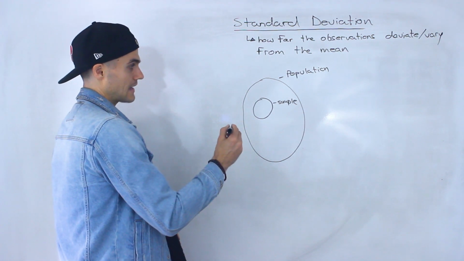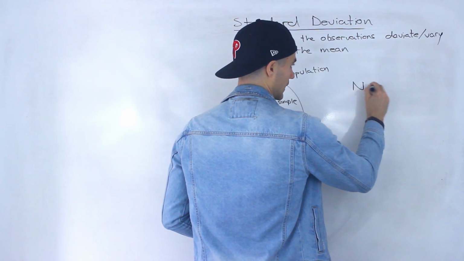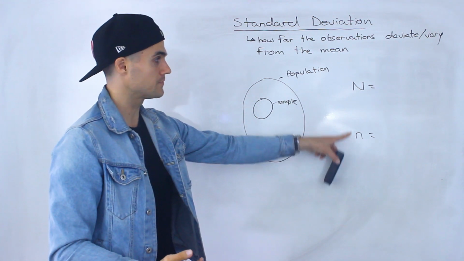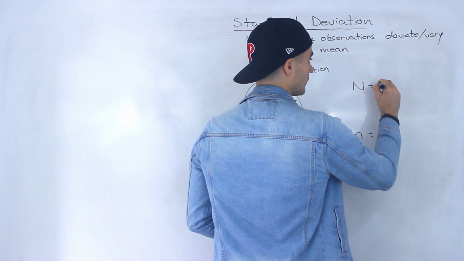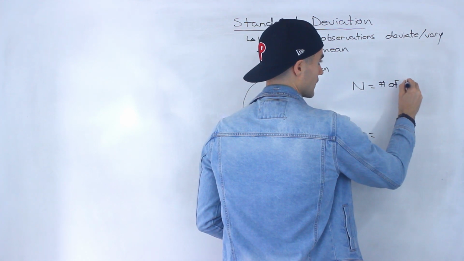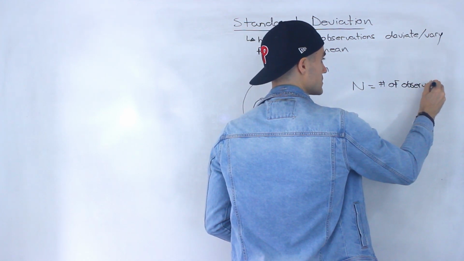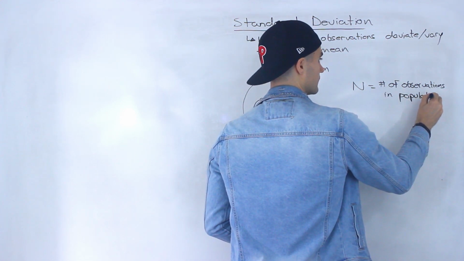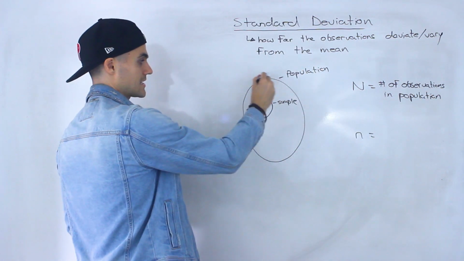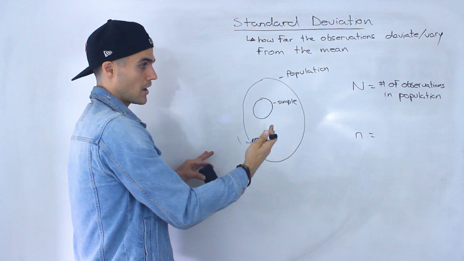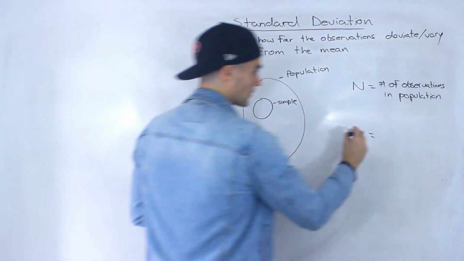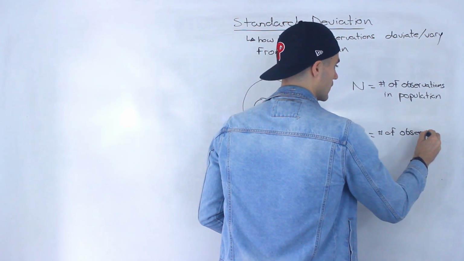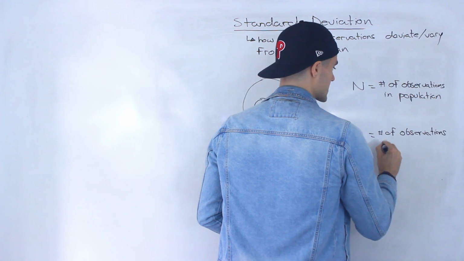Now, before we get into that, one thing I want to mention is that throughout this video, you're going to see a capital N coming up and then a small n. This capital N is the number of observations or number of data points in the population. Okay, so that's going to be the total number of observations in the population, while small n is going to be the number of observations in the sample.